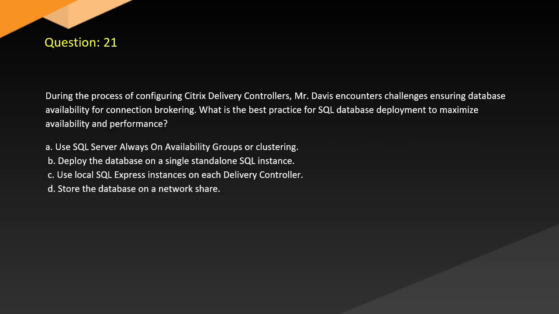Question 21. During the process of configuring Citrix delivery controllers, Mr. Davis encounters challenges ensuring database availability for connection brokering. What is the best practice for SQL database deployment to maximize availability and performance? A. Use SQL Server Always On availability groups or clustering. B. Deploy the database on a single standalone SQL instance. C. Use local SQL Express instances on each delivery controller. D. Store the database on a network share.